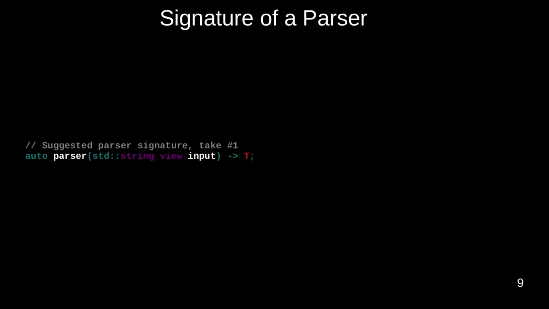First of all, except on the top level, parsers don't parse all of the input. So we have to describe somehow how much of the input we have parsed and what is left over for the next parser. A very simple solution is, instead of returning a thing, we can return a std::pair of the parsed thing and the string view, whatever's left over. But there's one more thing to fix.